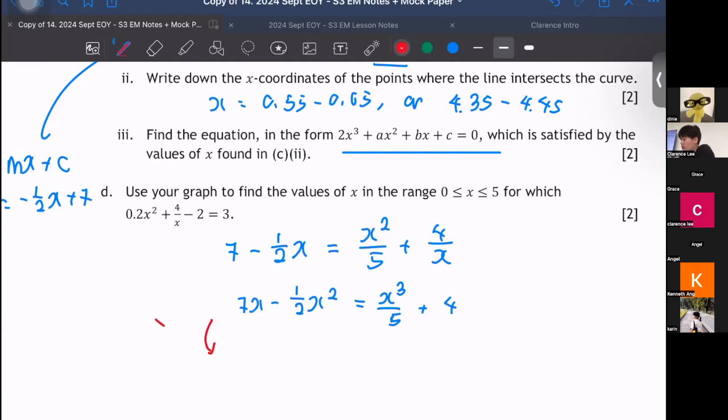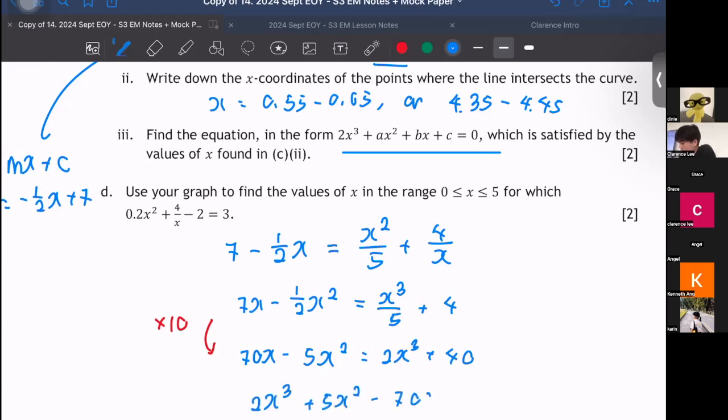So multiply throughout by 10, and therefore you will get 70x minus 5x squared equals to 2x cubed plus 40. Make one side equals to 0, and you will get 2x cubed plus 5x squared minus 70x plus 40 equals to 0. Finish. So this is one way of asking you, whereby they give you a line and a curve, you equate them simultaneously and form one side equals to 0. This is not the difficult one.